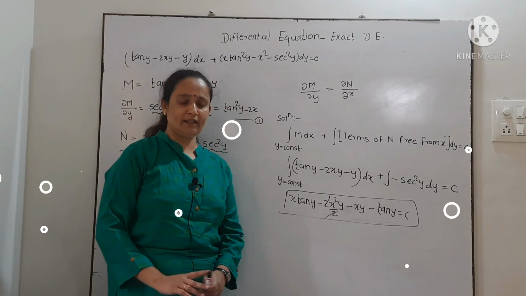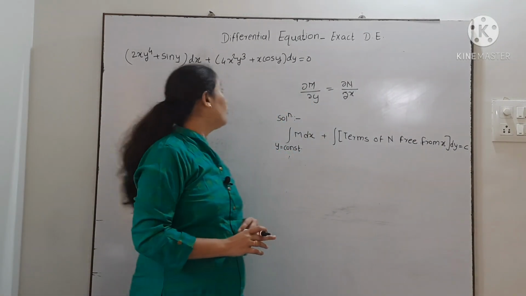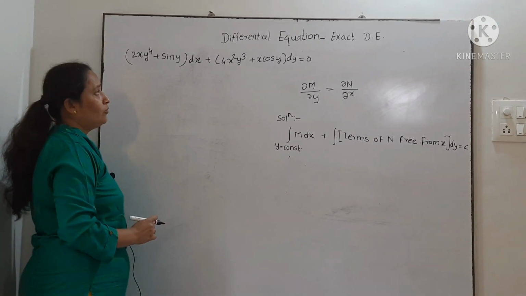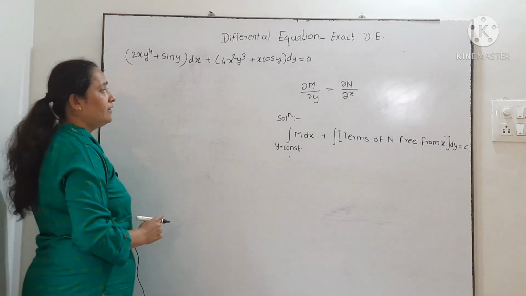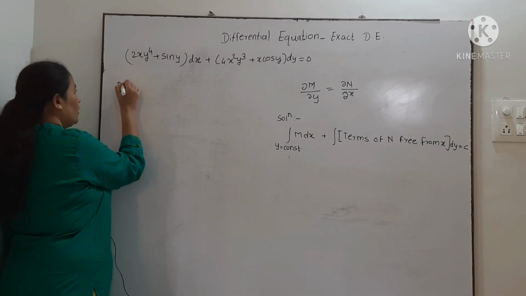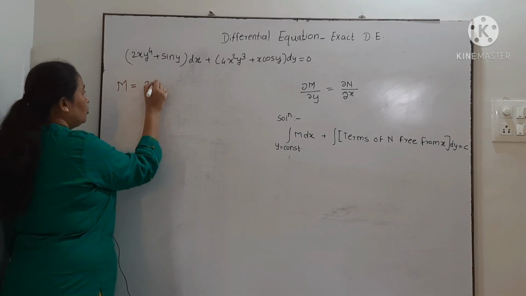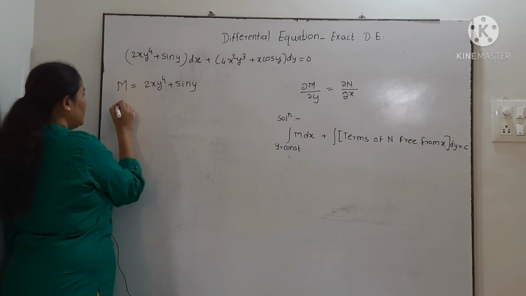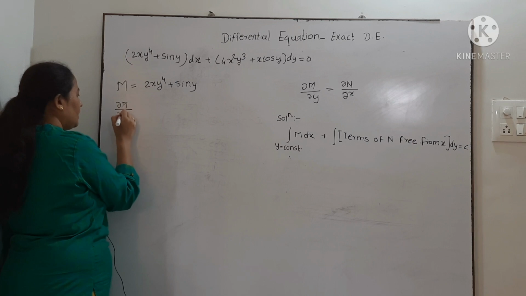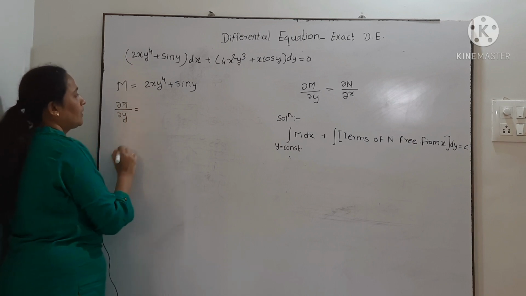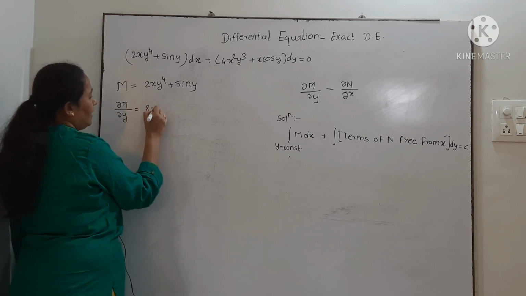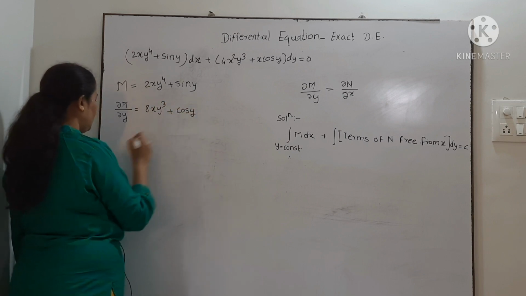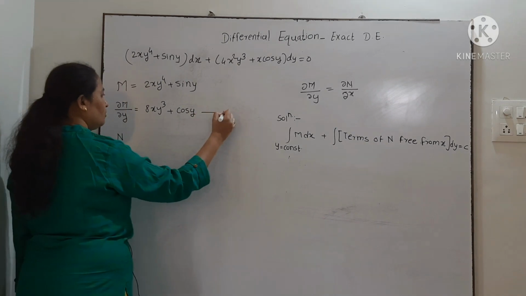We'll take one more example. Say (2x y raised to 4 plus sin y) dx plus in bracket (4x square y cube plus x cos y) dy equal to 0. So what is the value of M? M is equal to 2x y raised to 4 plus sin y. We'll find its derivative with respect to y. ∂M/∂y. That is 8x y cube plus derivative of sin y is cos y. Say this as equation number 1.